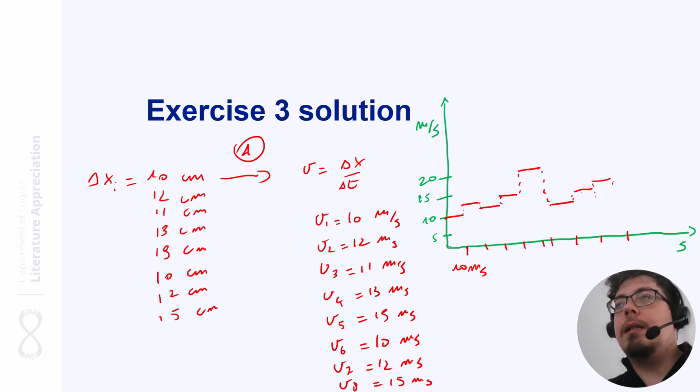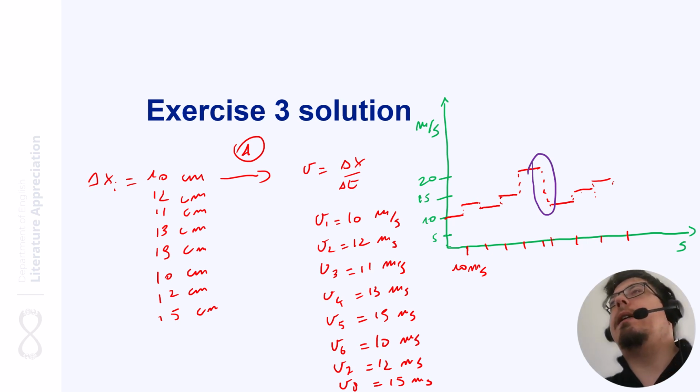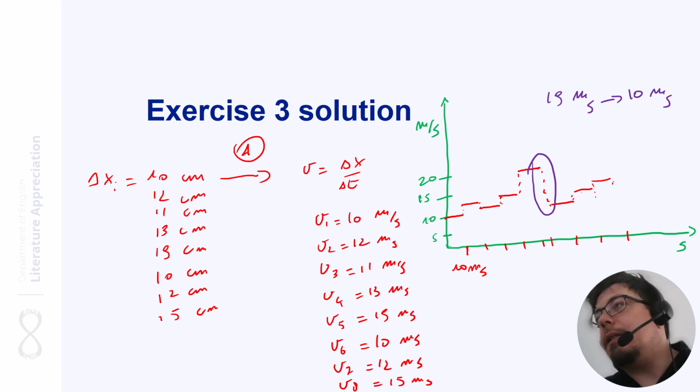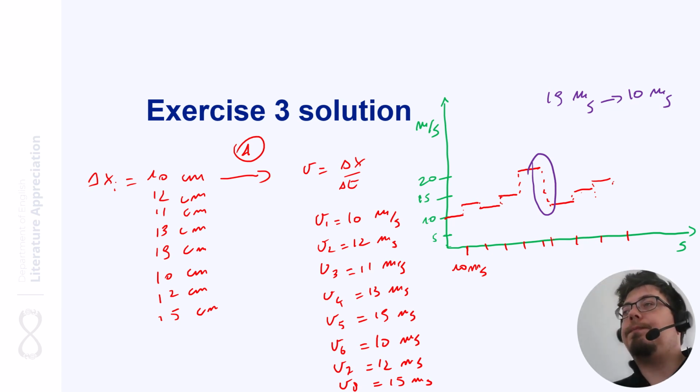We know that the biggest jump is, we can see that, right? Between 19 is this jump here. So what happens here is the biggest acceleration, because we go from 19 meter per second to 10 meter per second. It's the deceleration, which happens basically in an instant. Okay, so this is the first exercise.